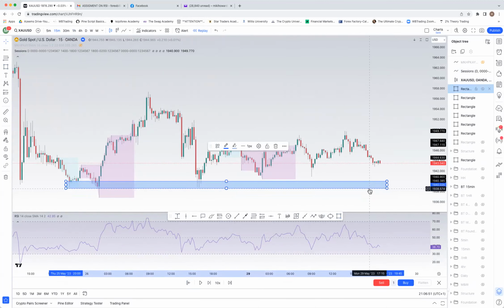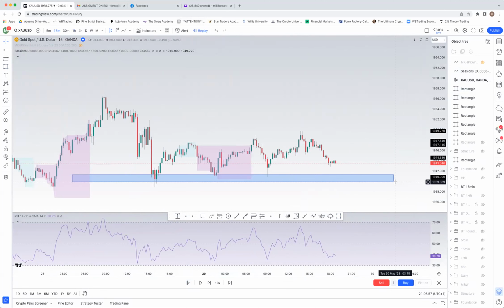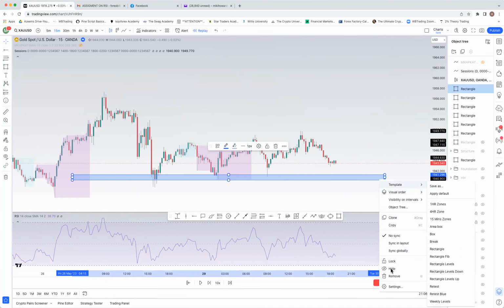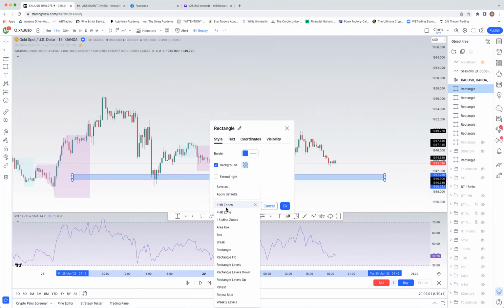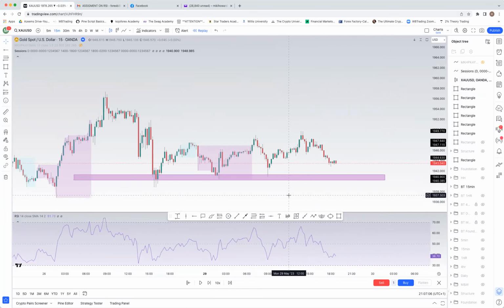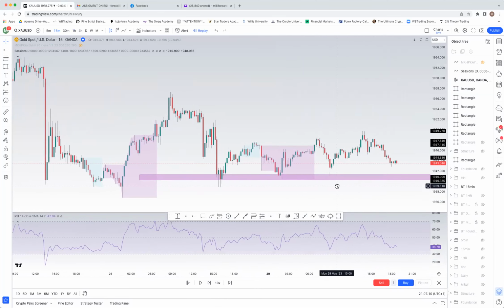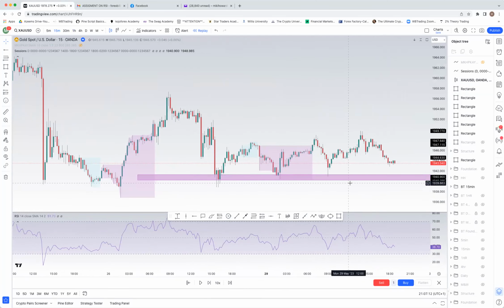So like, let's say here, right? And then we use the color that we would use, purple. So this one is the purple 15 minutes. You see, 4 hour is green, 1 hour is blue, and then the 15 minutes is purple. So you see, it came. So when it comes and it retests, if it gives you a rejection, you're in the trade.